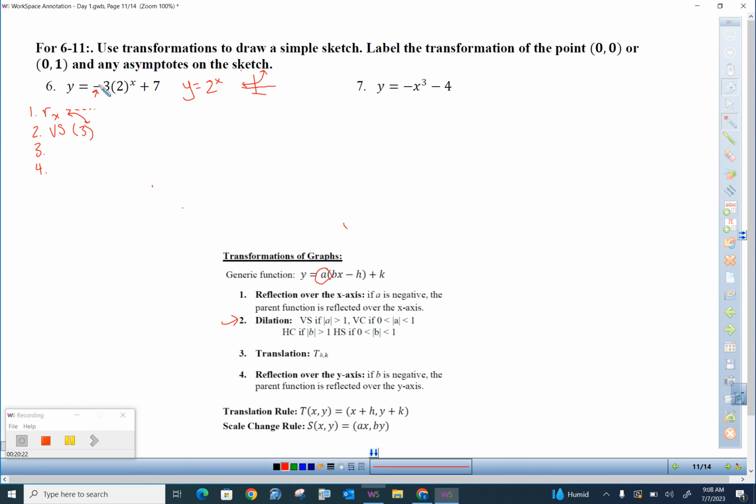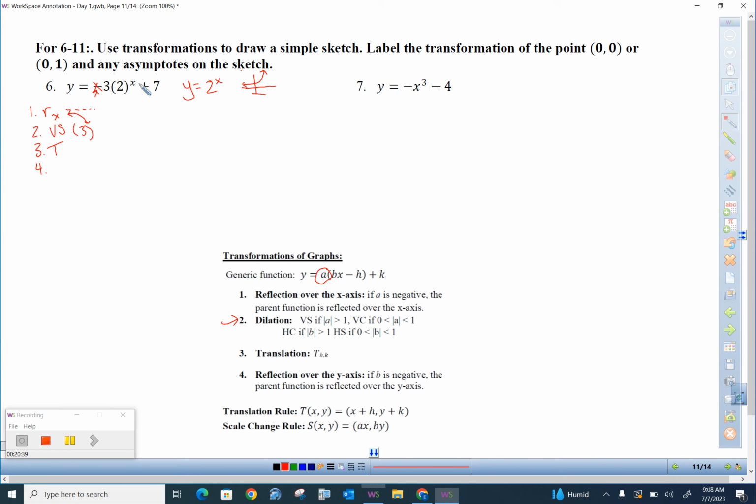That negative we've already taken care of. It's gone after we've talked reflection. Okay, so on our graph, if I vertically stretch this, it gets taller or steeper.